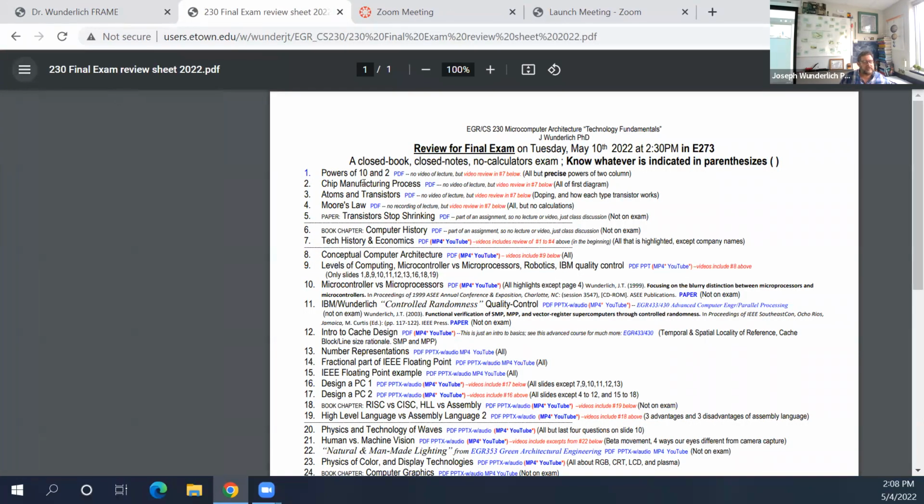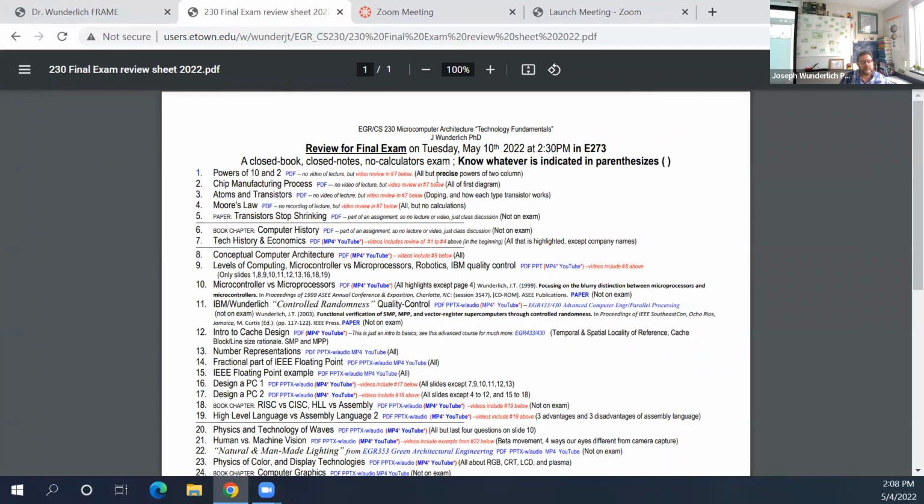And so this is it. I'm going to quickly go through all this. Everything in parentheses is what you need to know. The exam is on Tuesday, May 10th, 2:30 p.m. in here. Closed book, closed note, no calculator, no computer, anything.